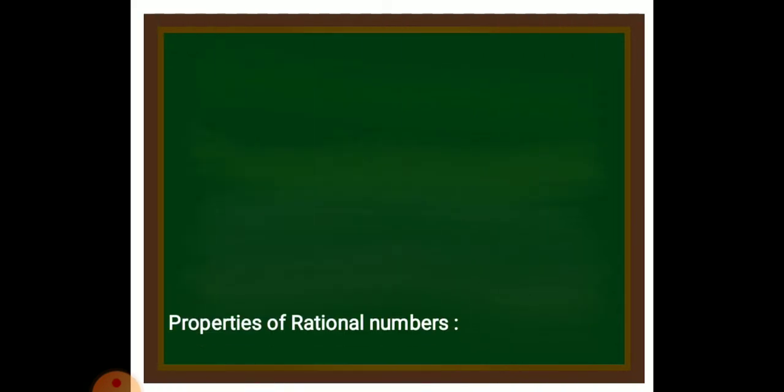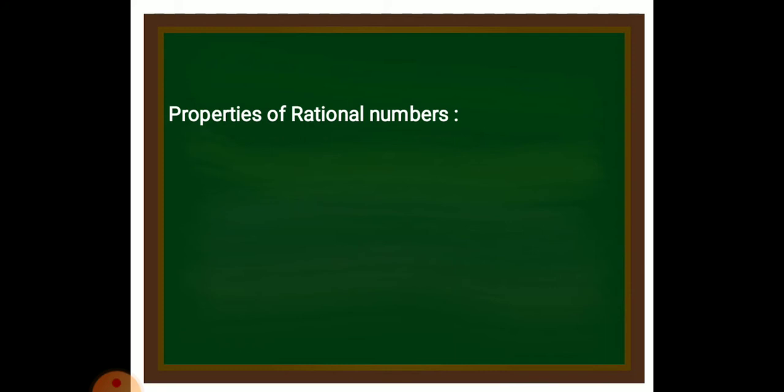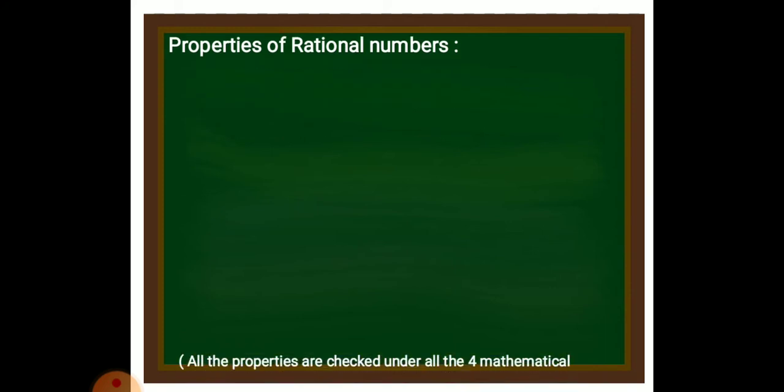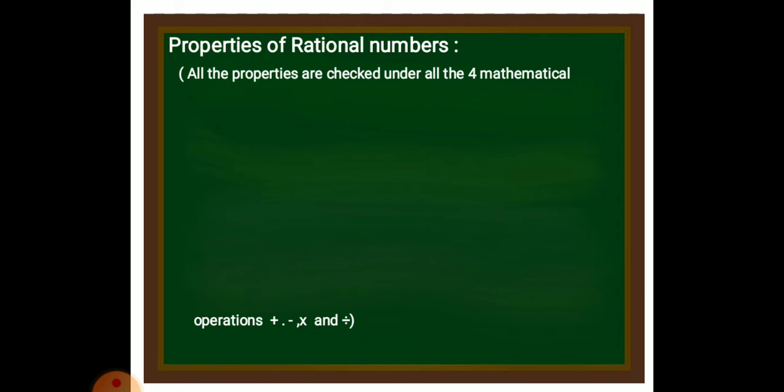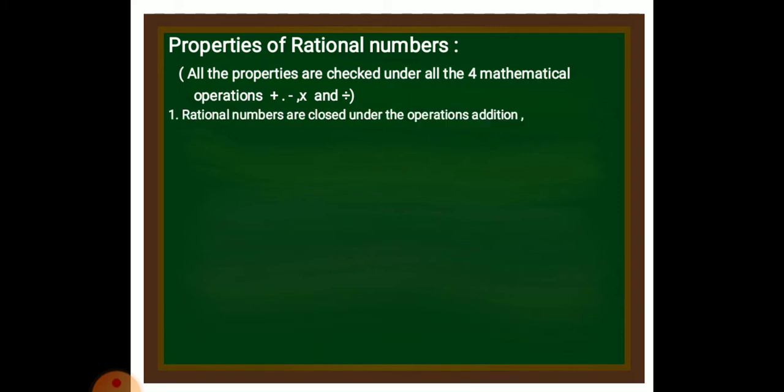And now coming over to the properties of rational numbers. We have seen that every property is to be checked under all the four mathematical operations: addition, subtraction, multiplication and division. The first property we have seen was closure property. That is, when two rational numbers are added, if the sum is also a rational number, we say that rational numbers are closed under addition. When two rational numbers are subtracted, and the difference is a rational number, we say that rational numbers are closed under subtraction.